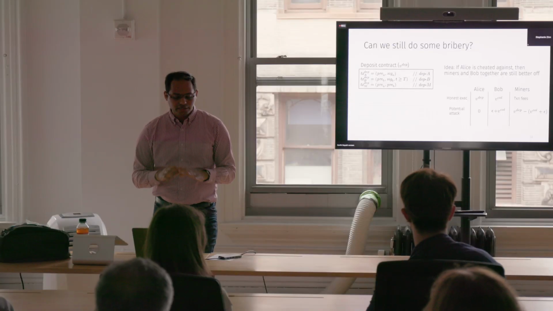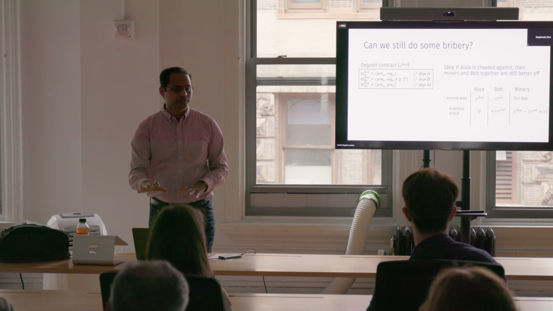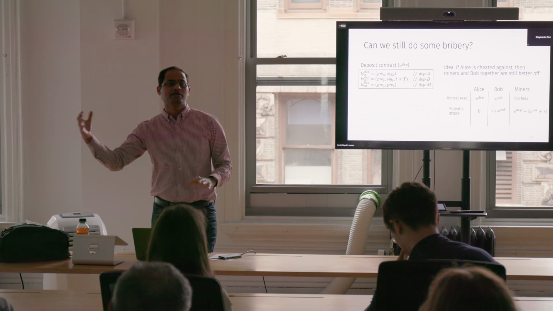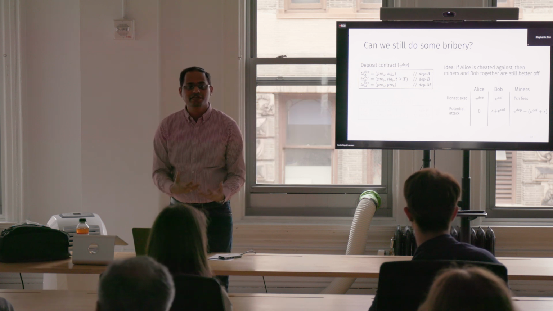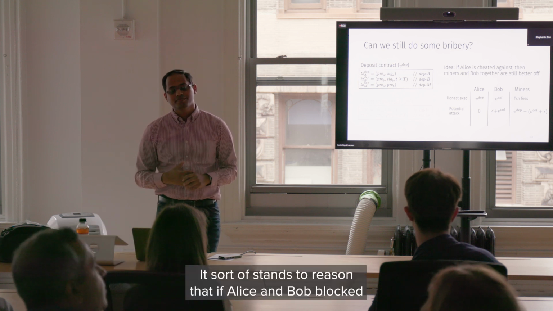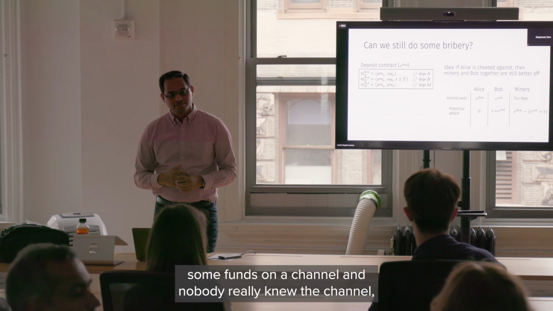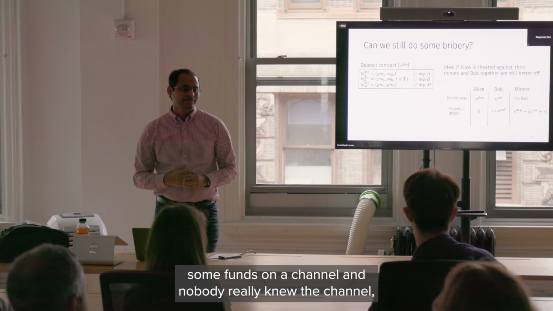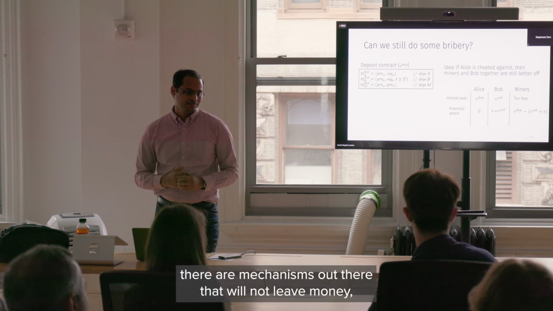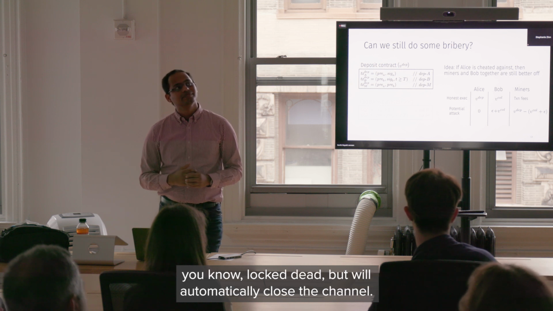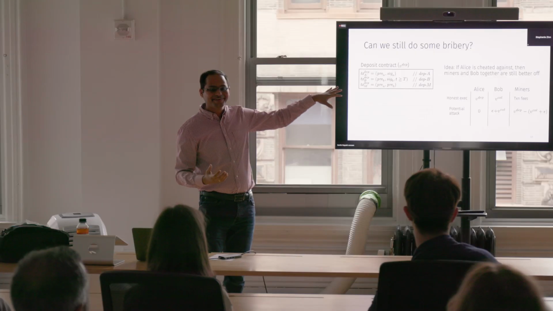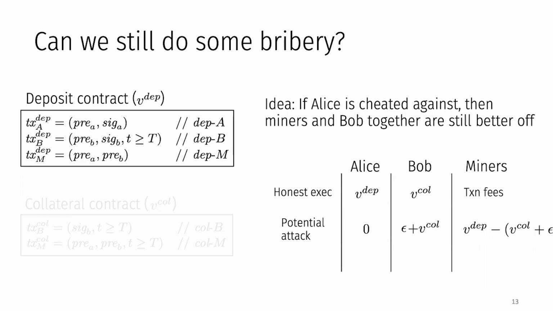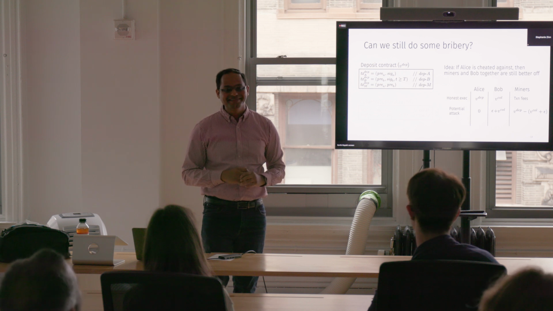So I think in the current implementation, as far as I know, MAD-HTLC is not being used right now. And that's why perhaps this automatic closing can happen. So if you have pre-B, you cannot do that anymore, because without that secret, this money cannot be refunded back to Bob. It sort of stands to reason that if Alice and Bob locked some funds on a channel and nobody renewed the channel, there are mechanisms out there that will not leave money locked dead, but will automatically close the channel. So I'd argue that, over here, we are in control of designing this mechanism. And over here, this specification or this implementation says, well, the money is locked, right?